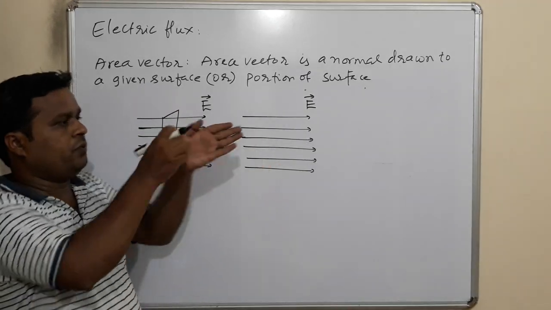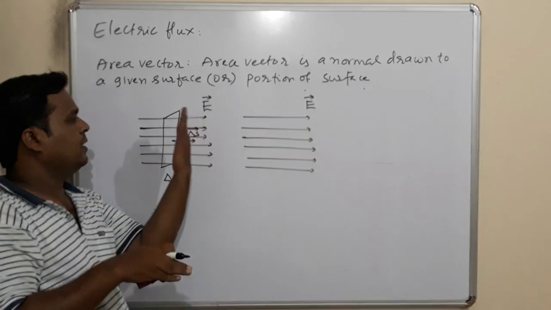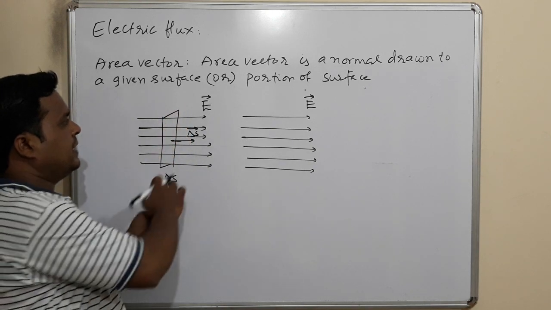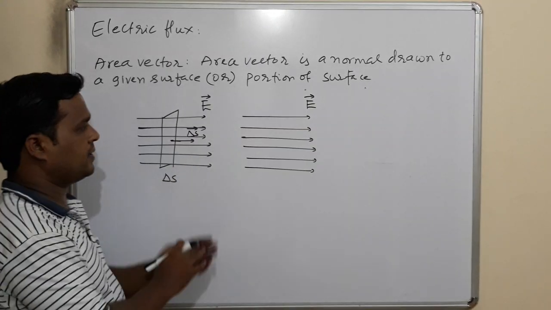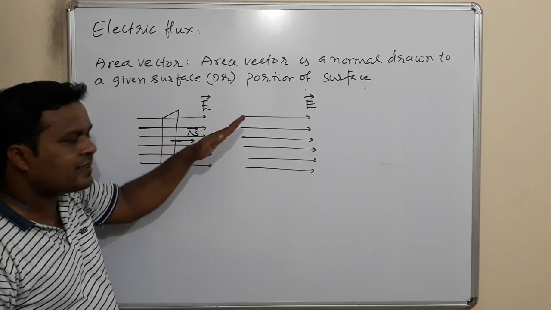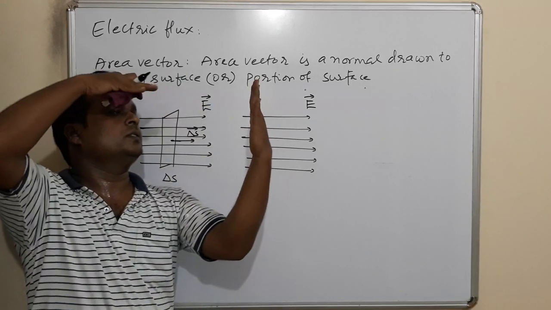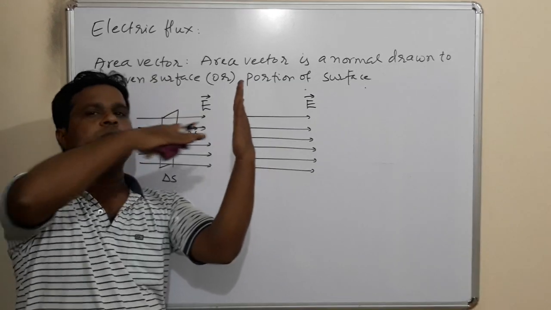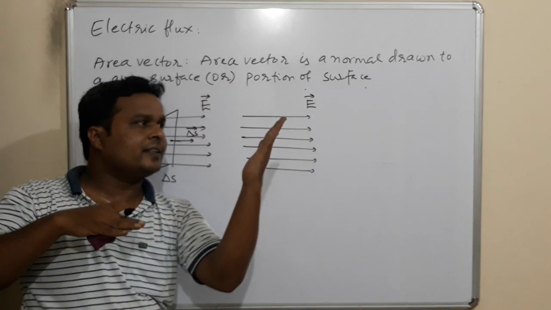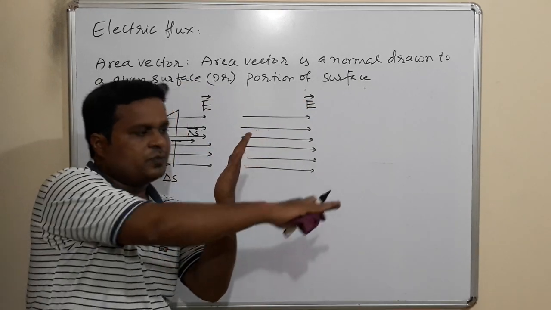Suppose the field is in this direction. Electric field lines are passing like this. I hold the area like this, so that E and ds will be in the same direction. In the second case, I will tilt this surface like this. Suppose that 100 lines are passing through this surface. If it is tilted, then some lines will pass and some lines will miss.